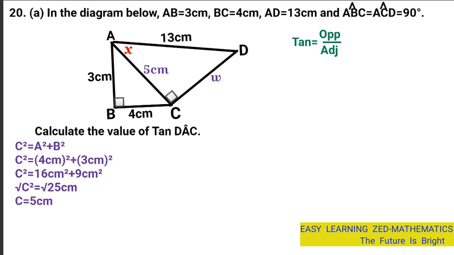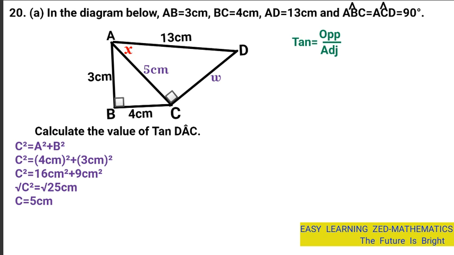Okay, then now let's try to find the answer. As you can see, the opposite side is also not known, W, so we need to find W as well. To find W, we're going to use the same method, which is Pythagoras theorem.